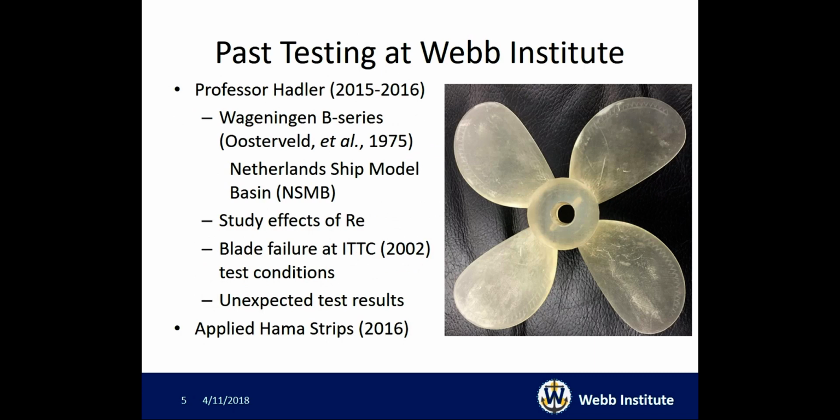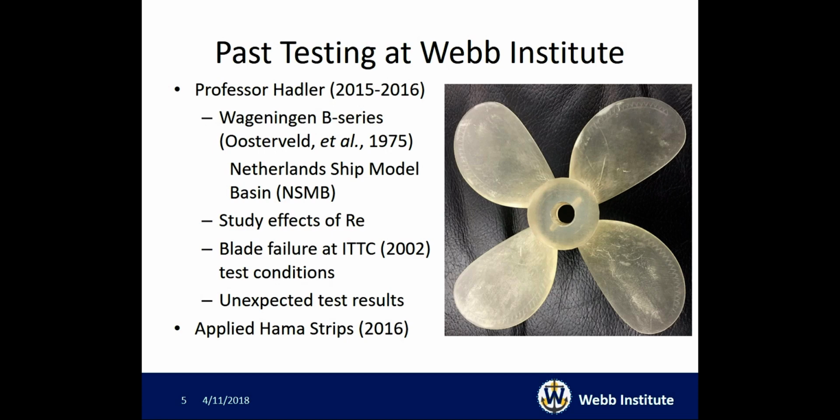So in past testing at Webb Institute, started by Professor Hadler between 2015 and 2016, he began the first tests of 3D printed propellers. He used the Van Agenen B series, which is a recognized series out of the Netherlands ship model basin. There's lots of empirical data published on this series, and there are actually regression equations based on the geometry of the propeller giving its expected performance, and this would be for a metallic propeller.